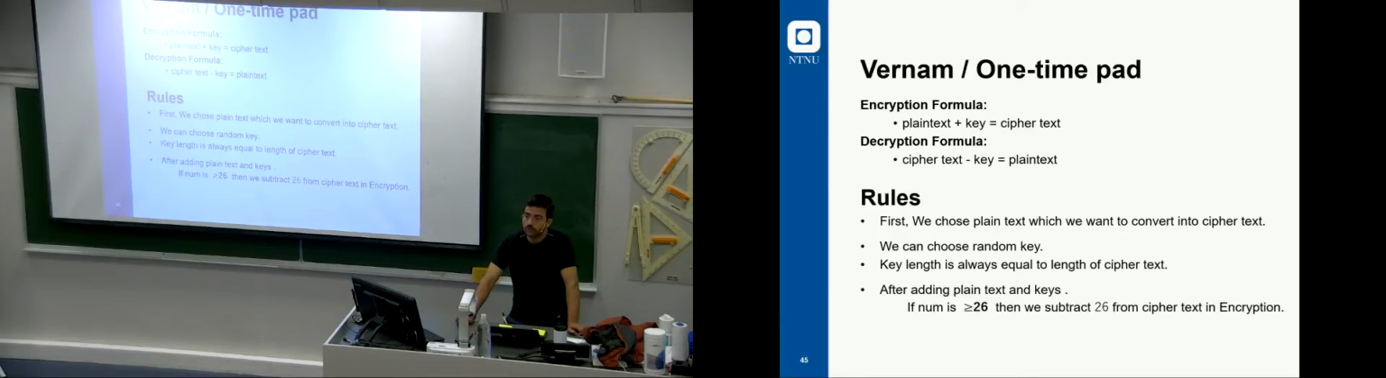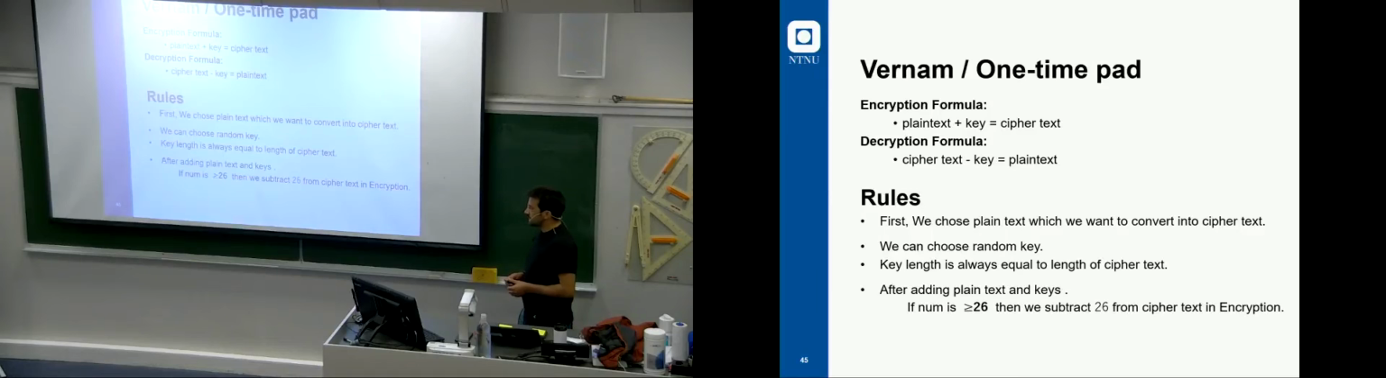So do you feel any say drawback here? If I say I have a complete book that I want to convert into ciphertext, my key will be exactly of that book. So I need to have two books, one for my plain text, second book will be completely my key. Yeah? Key length is always equal to the length of ciphertext.